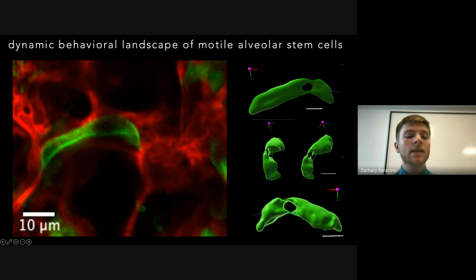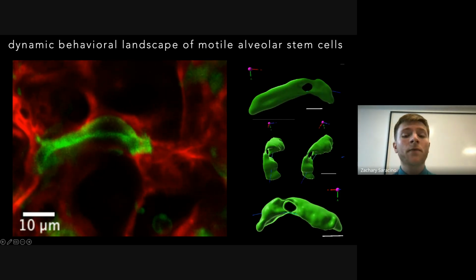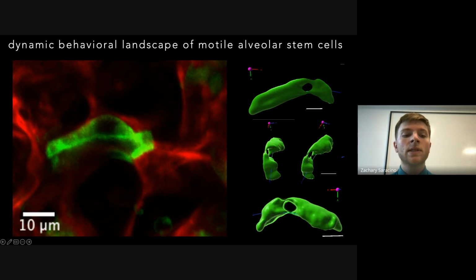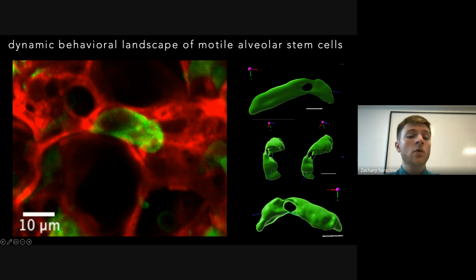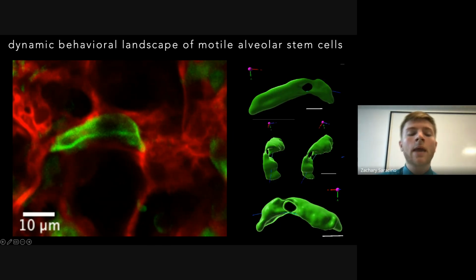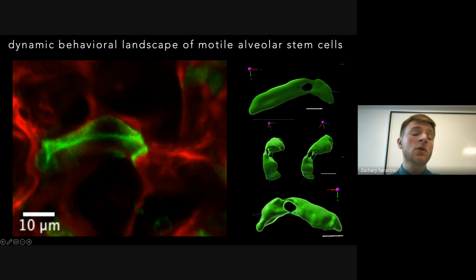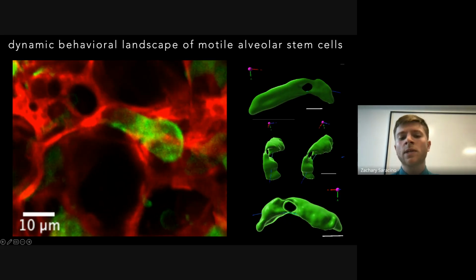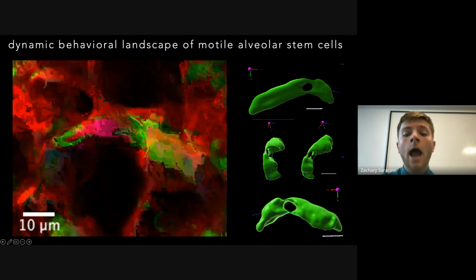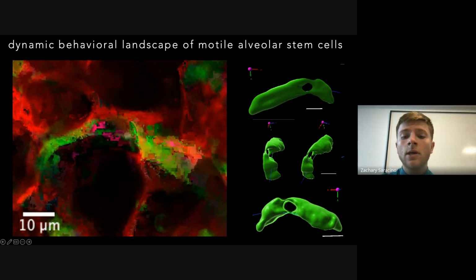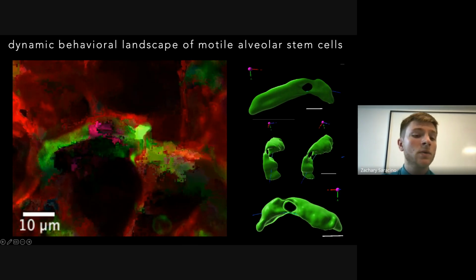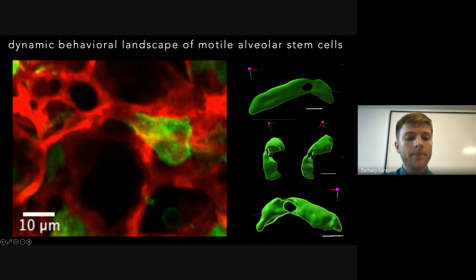And so I wanted to highlight this example first. In this example, you can see both in the video and in the surfaces on the right. By the way, we analyze our live imaging data through Imaris, the software that we use to generate the surfaces that you see on the right. You can see this high displacement and elongation of the motile AT2 cells. Next slide.